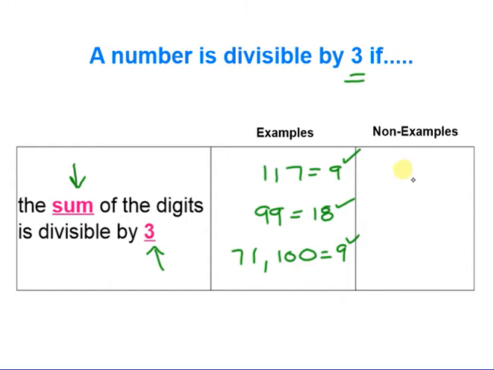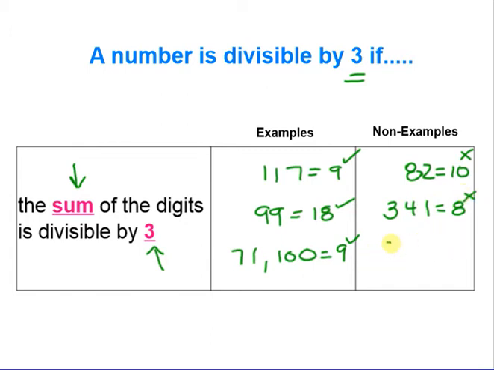Let's take a look at some non-examples. Some non-examples would be 82. The number 82 is not divisible by 3. 8 plus 2 is 10, and so that would not work. We could do the number 341. That would not work. 3 plus 4 is 7. 7 plus 1 is 8. 3 does not go into 8 evenly, so that would not work.